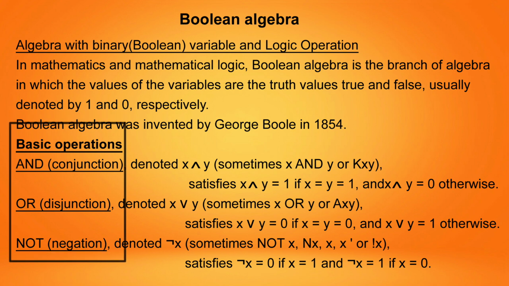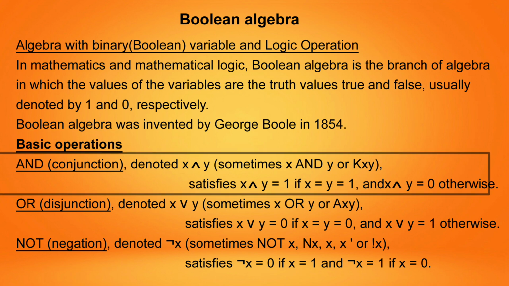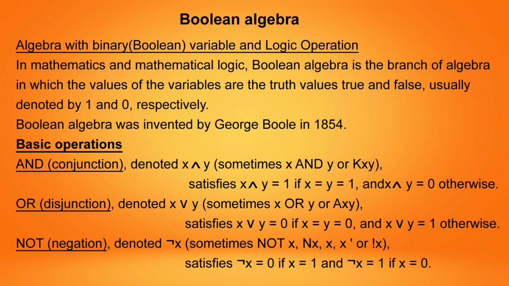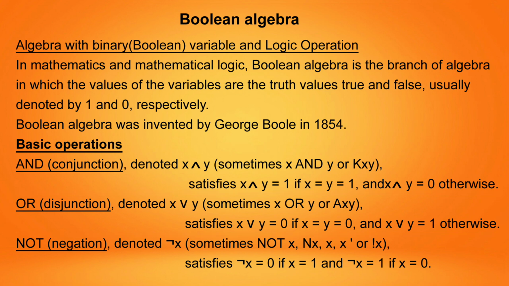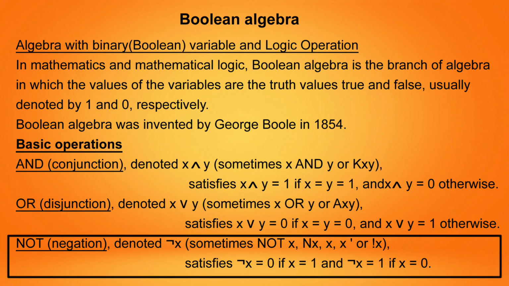Three basic operations are AND, OR, and NOT. AND, or conjunction, denoted x and y, satisfies x and y equal to 1 if x equal to y equal to 1, and x and y equal to 0 otherwise. OR, or disjunction, denoted x or y, satisfies x or y equal to 0 if x equal to y equal to 0, and x or y equal to 1 otherwise. NOT, or negation, denoted negation of x, satisfies negation of x equal to 0 if x equal to 1, and negation of x equal to 1 if x equal to 0.